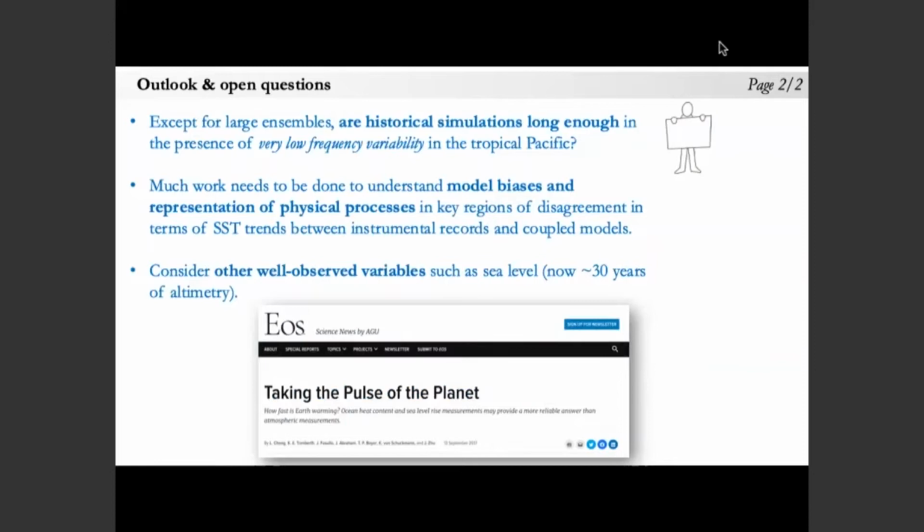And so I think the dynamics community needs to work hard to understand these model biases and the representation of the physical processes. And then I'll throw in my last point, which is a plug for embracing other well-observed variables, even if it's at the expense of record length, because it's been argued that something like sea level is a really robust indicator of ocean change, and it gets around some of the issues we have with SST. So I'd be happy to take any questions if there's time.